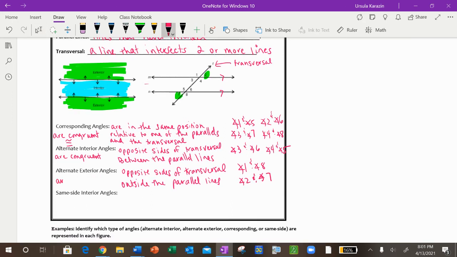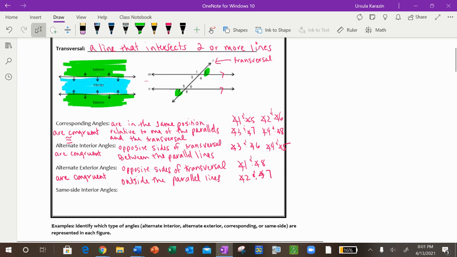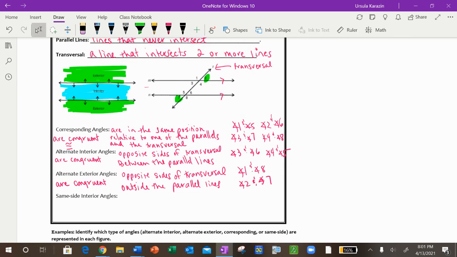And these are also congruent. Okay, and then finally, same side interior. So same side interior, first of all, they have to be interior. So 2, 3, 4, 5, 6, but now they're going to be on the same side.